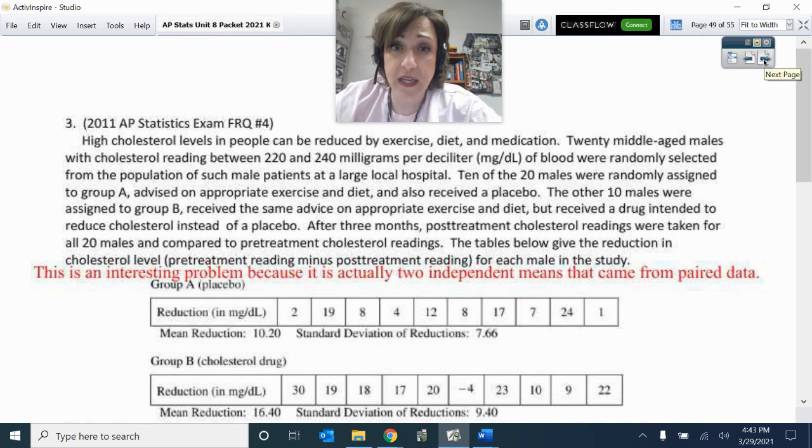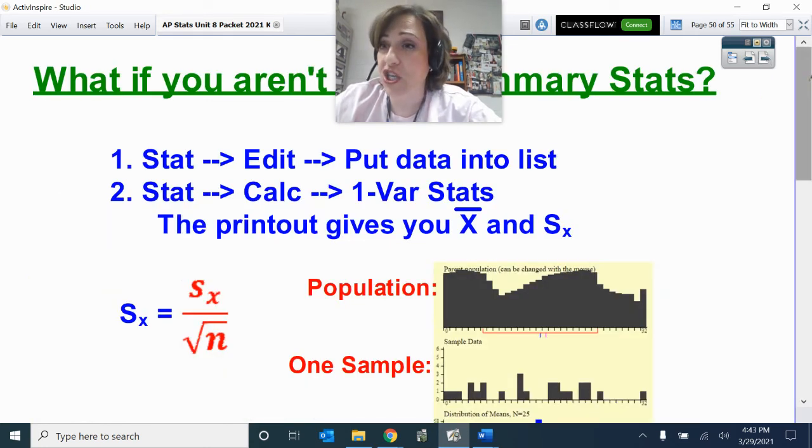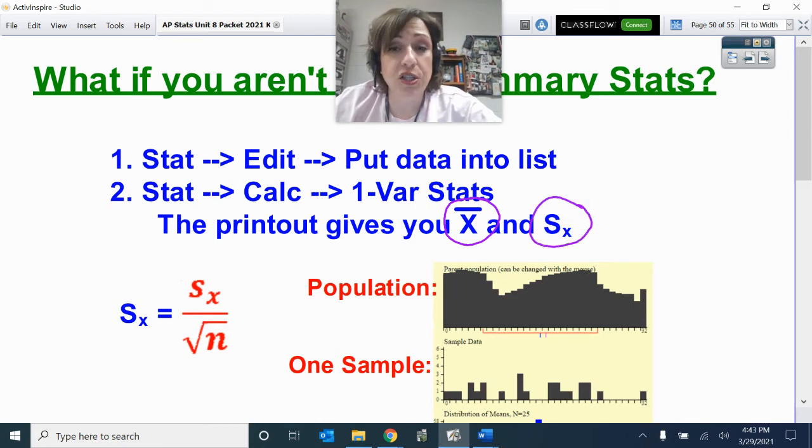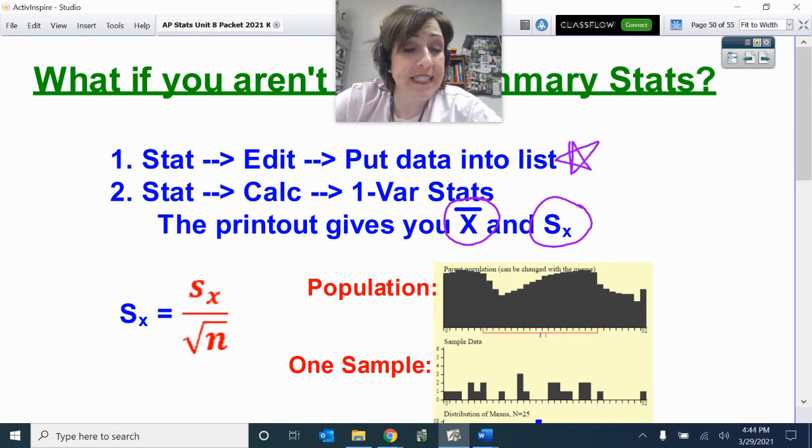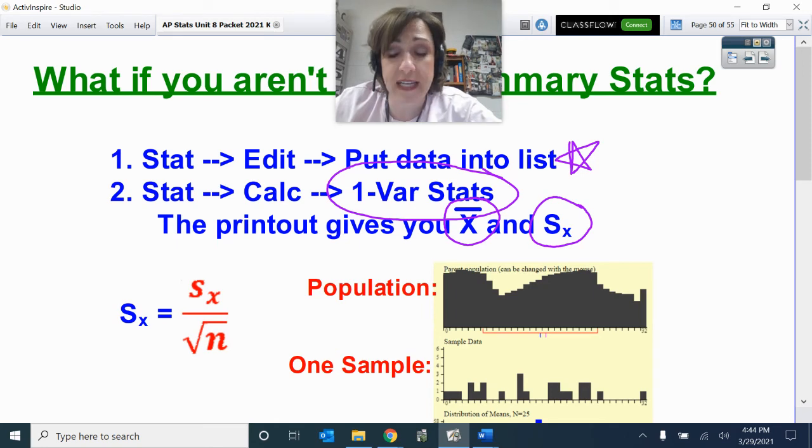Now, one quick word to mention, and I wanted to show you this. What happens if you are not given summary statistics, and you need to find that x-bar and that S of X? Don't forget, you can go to Stat Edit and put your data in a list, then Stat over to Calc and do one-variable stats. That will give you a printout with your x-bar and your S of X.